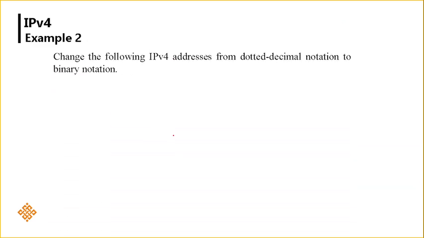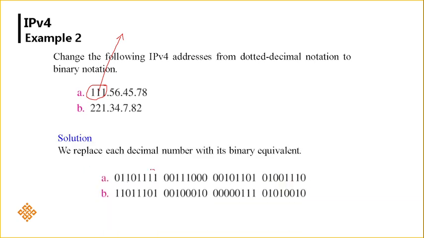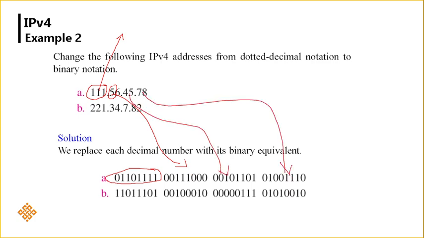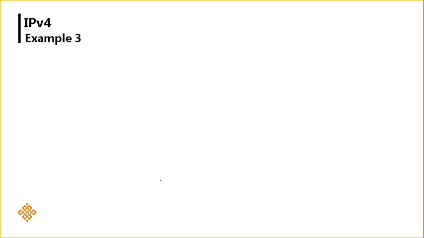Similarly, you can do vice versa. Change the following IPv4 address from dotted decimal notation to binary form. So just represent each one in 8 bits. So 111, you just convert it into binary form with 8 bits. So this is what you will get: 01101111. Similarly, 56 can be replaced with 00111000. 45 is nothing but this one, and 78 is nothing but this one. But please keep in mind, don't put a dot for each byte in binary form. So this is how you need to convert the decimal notation into binary notation.